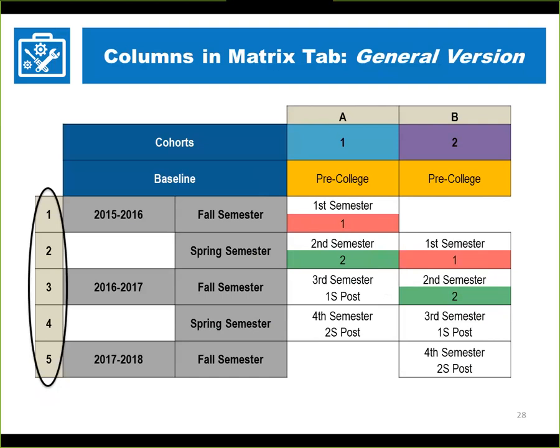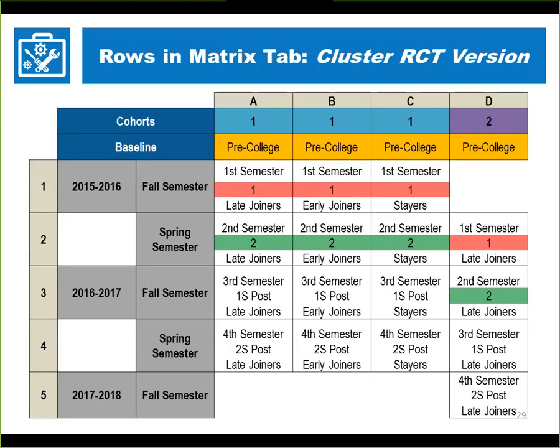Okay, now here is the matrix produced by the cluster RCT version of the tool, assuming that we answered the 9 questions in the design question tabs in just the same way that we did for the general version of the tool. And again, remember the example is an intervention that begins in fall of the 2015-2016 school year with data collected for a total of 5 semesters from 2 cohorts of first semester students who participate in a 2-semester intervention with outcomes collected for 2 semesters post-intervention.